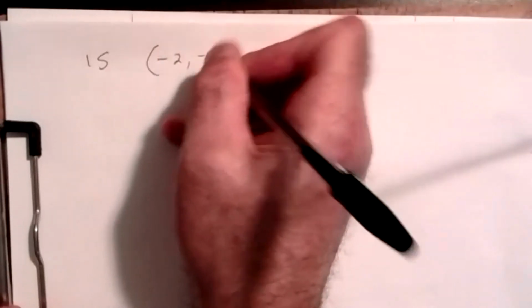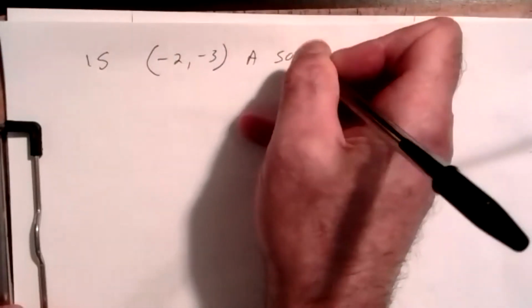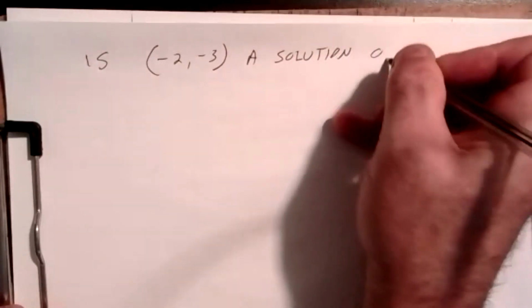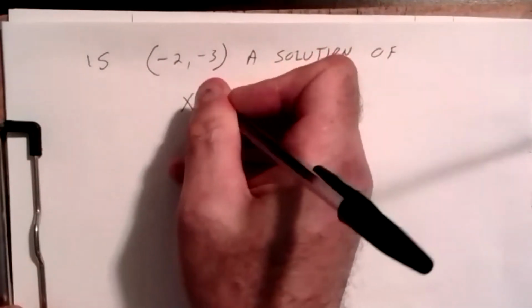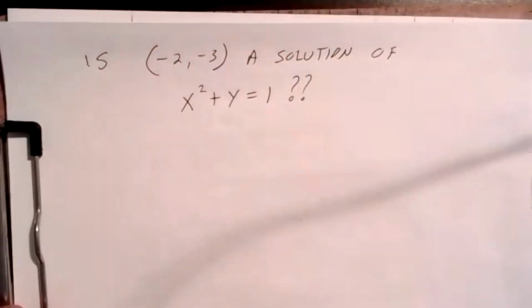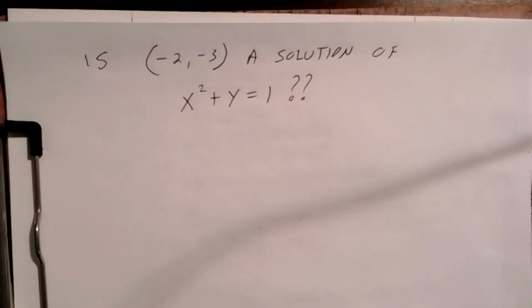I'm going to pose a question here. Is this ordered pair -2, -3 a solution of this equation, x squared plus y equals 1? Do you think that ordered pair is a solution to that equation in X and Y? Well, in order to be a solution to this equation, this ordered pair has to satisfy this equation.